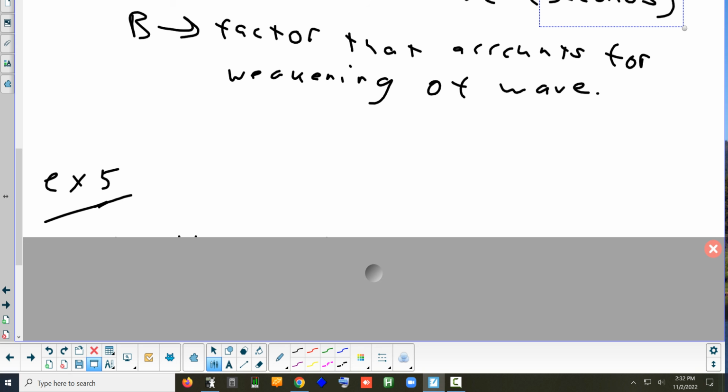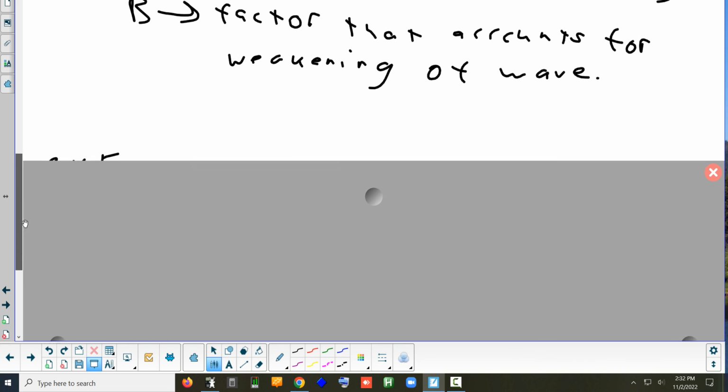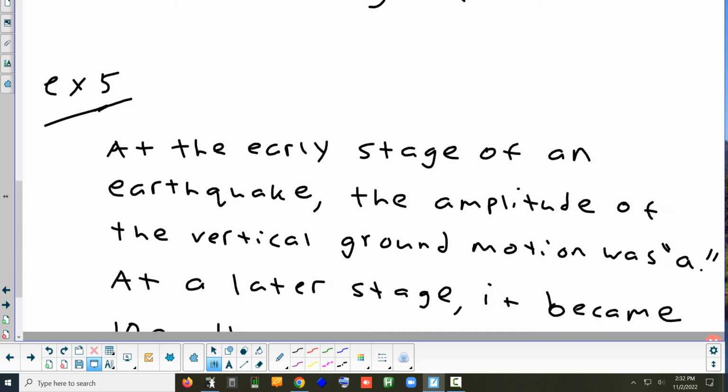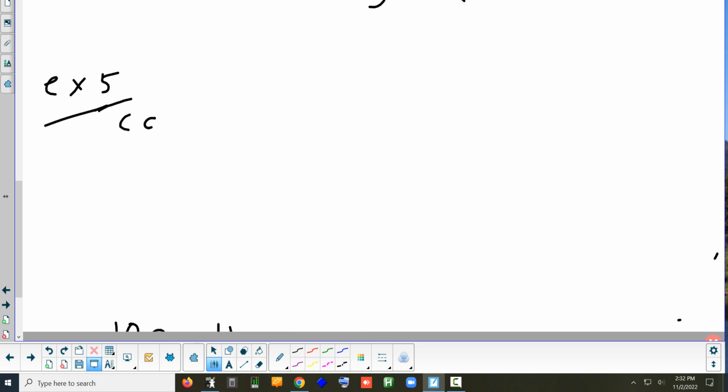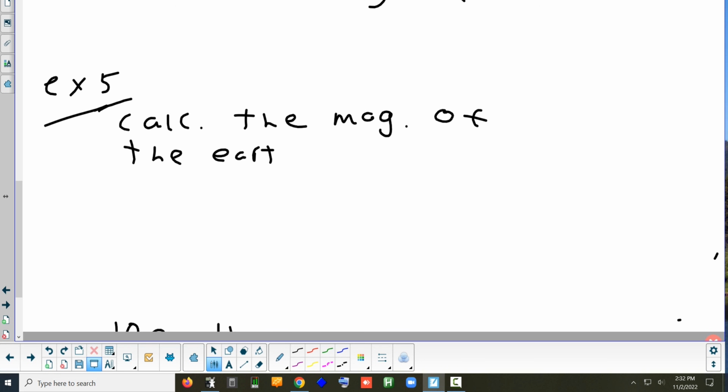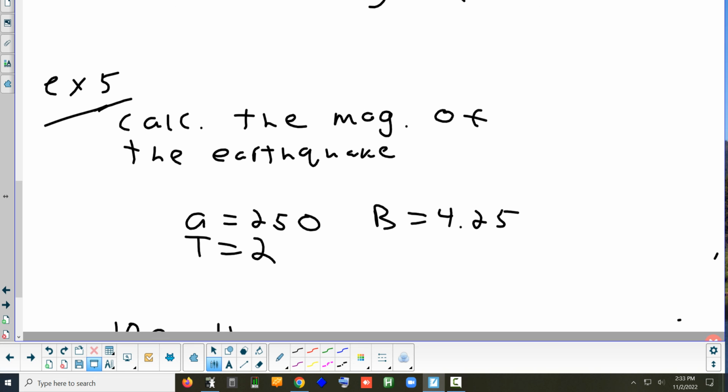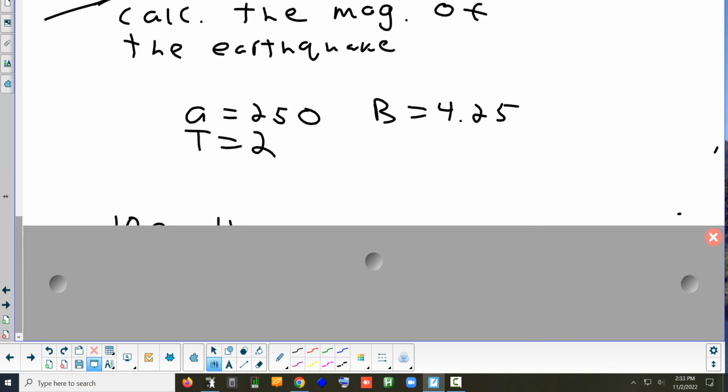Okay, let's try it again. So this is calculate the magnitude of the earthquake. I'm just going to change that. So calculate the magnitude of the earthquake. A is 250. Oops. So A is 250. T is 2. And B is 4.25. Let's use the formula and just figure it out.